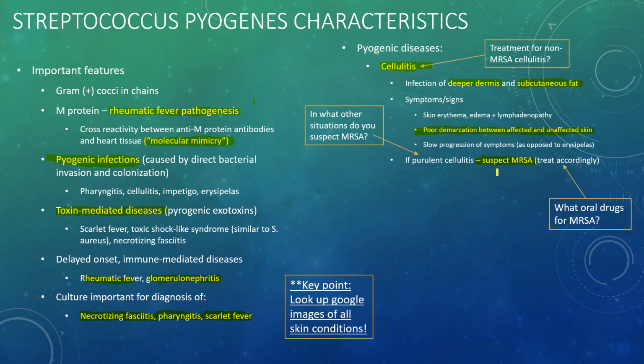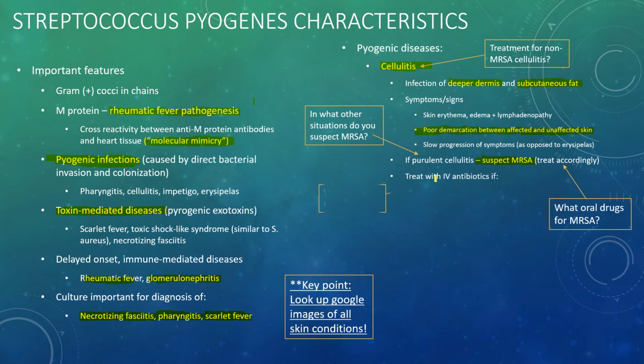Now, what are some oral drugs for MRSA? So remember, for most skin conditions that don't have systemic symptoms, you just give oral drugs for MRSA. So what are some drugs that do this? Doxycycline, trimethoprim-sulfamethoxazole, and clindamycin. So doxycycline, TMP-SMX, and clindamycin are very good oral drugs for MRSA that you can use if the cellulitis is non-systemically affecting the body. So no systemic symptoms and you suspect MRSA.